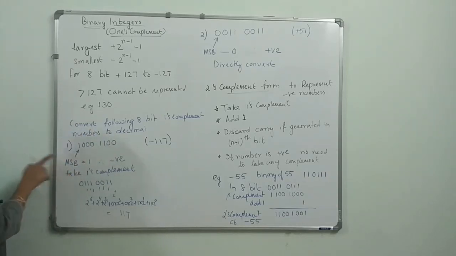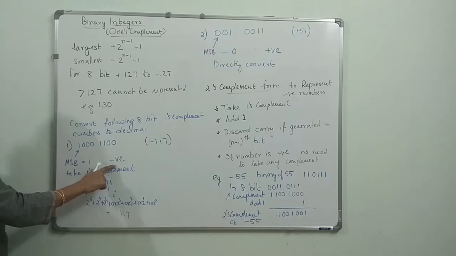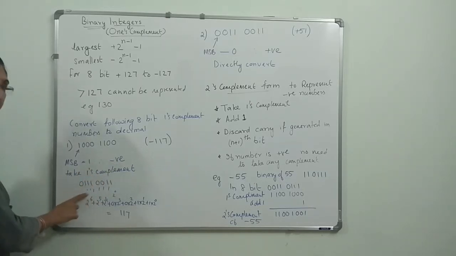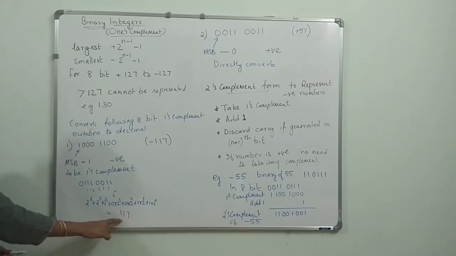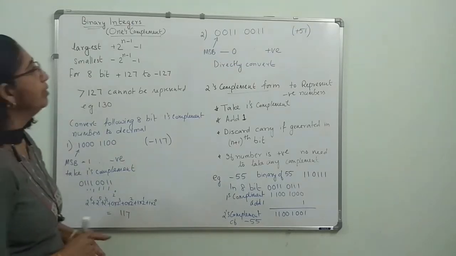So this is how you convert a given ones complement to its decimal form. So what you have to do? First you have to look at the most significant bit. Find out whether it is a positive number or negative number. Take the ones complement. Then find out what is the decimal equivalent for this corresponding binary. So you got the number. We will see one more example.